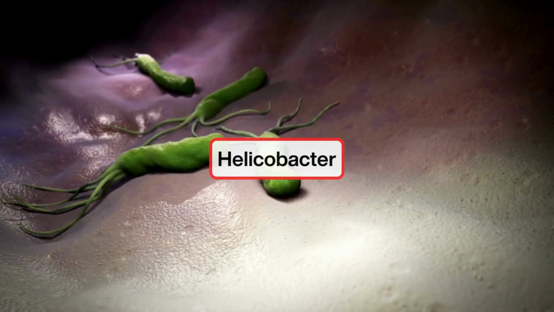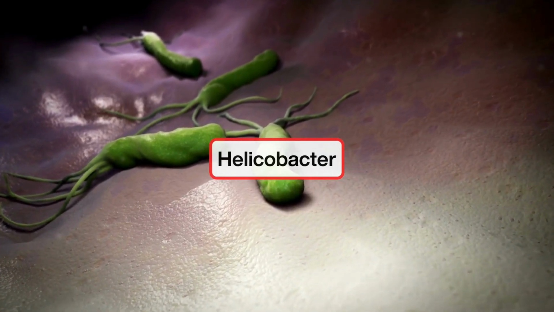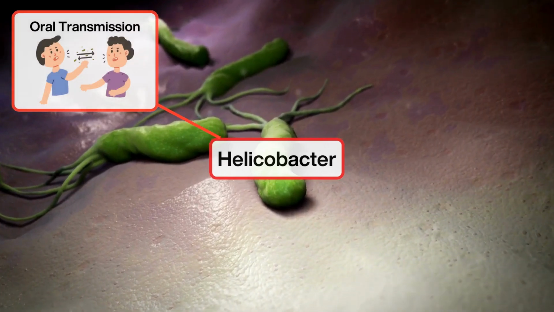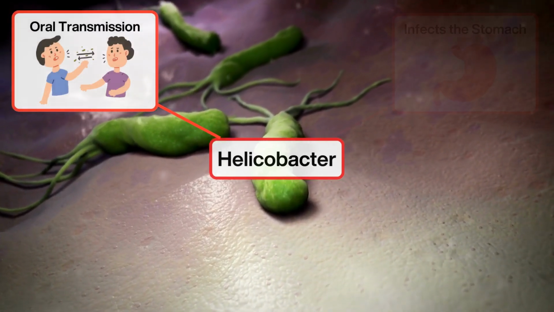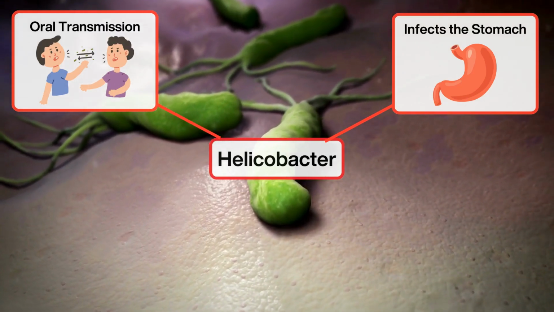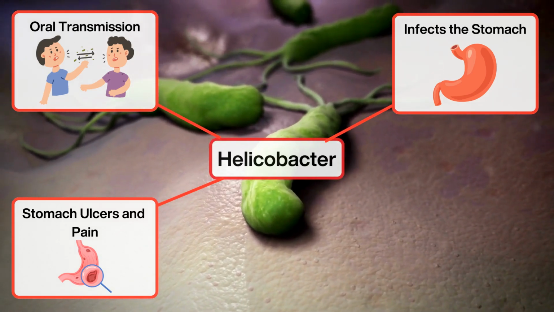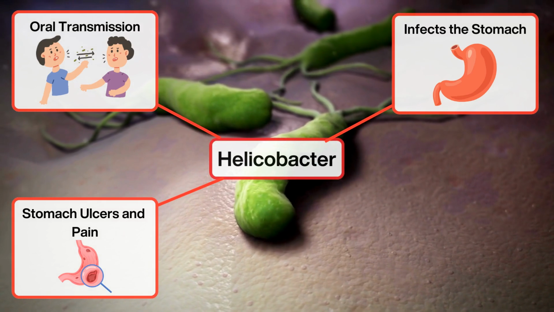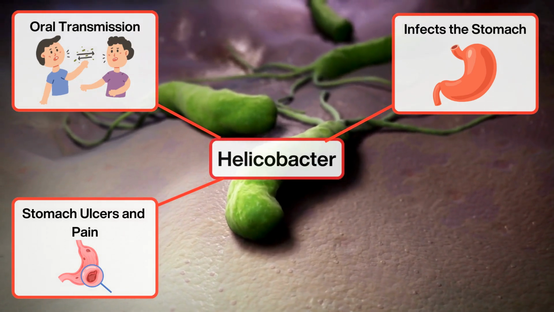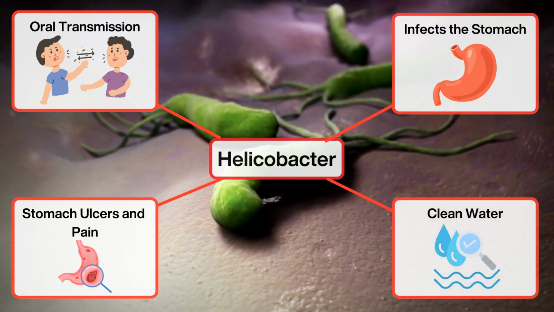We will now look at Helicobacter bacteria. Helicobacter bacteria are spread through oral transmission. This pathogen typically infects the stomach, often during childhood. It can cause stomach ulcers, and symptoms may include abdominal pain, loss of appetite, bloating, and nausea. Some individuals may remain symptomless. Access to clean water is key to reducing the spread of Helicobacter.